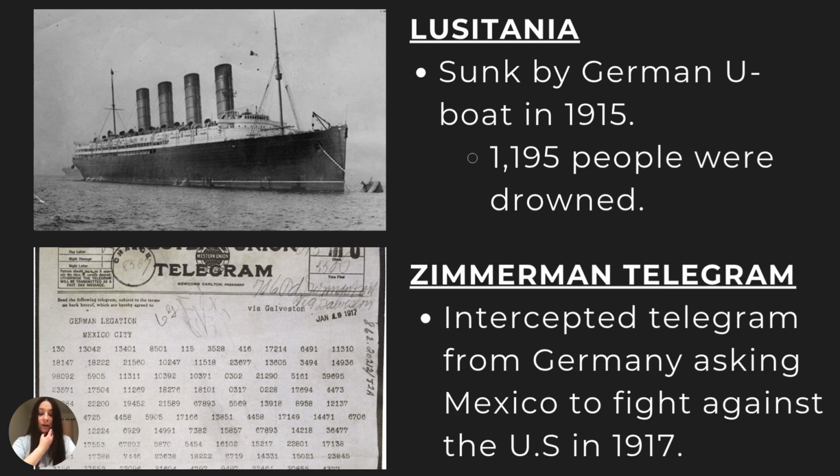Germany declared the waters surrounding the British Isles a war zone, and they stopped following international naval prize laws. So when the Lusitania was passing, the German U-boat submarine sank them with no warning. And on that boat, there were 1,195 people, including 128 Americans.